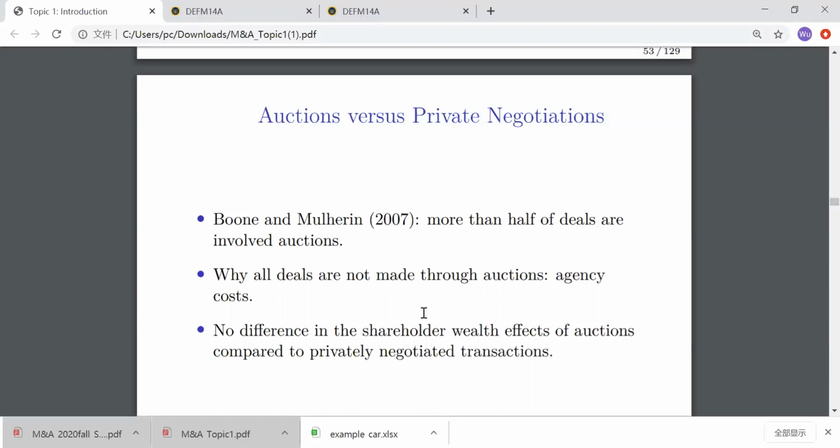When we say private negotiation, what we mean is that there's only one bidder. So it's really the negotiation between one target and one bidder. But an auction, that's also private, right? Private to the investor, but public in the sense that there are multiple bidders involved in the process. Let's actually look at two examples.